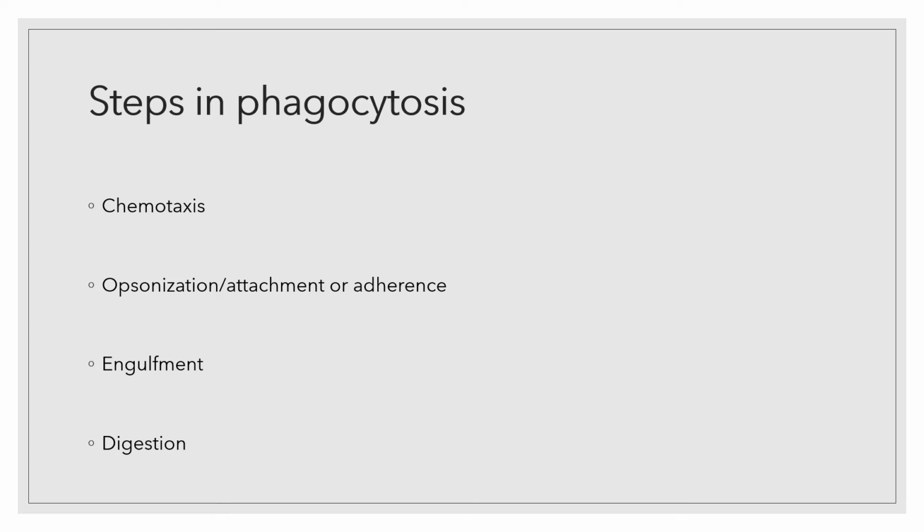So phagocytosis and inflammation is our second line of defense. And phagocytosis happens in a series of different steps. And those four steps are called chemotaxis, opsonization or attachment, engulfment, and digestion.